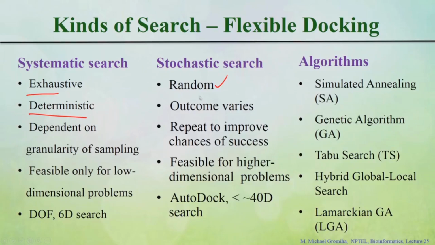So, this will repeat to improve the chance of success, you can change again. The systematic search is feasible only at low dimension, right, but with the stochastic search you can go to higher dimensions; for example, AutoDock is about a 40-dimension search. So, various algorithms have been proposed to do the sampling for stochastic search: simulated annealing, genetic algorithm, tabu search, hybrid global-local search, the Lamarckian GA algorithm, and so on.